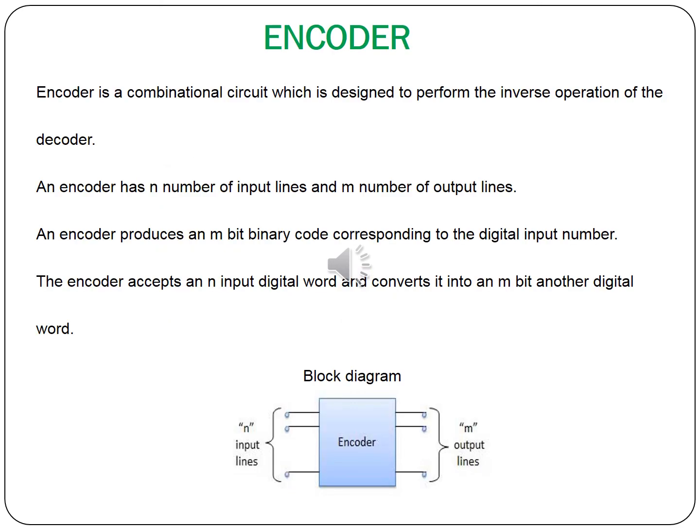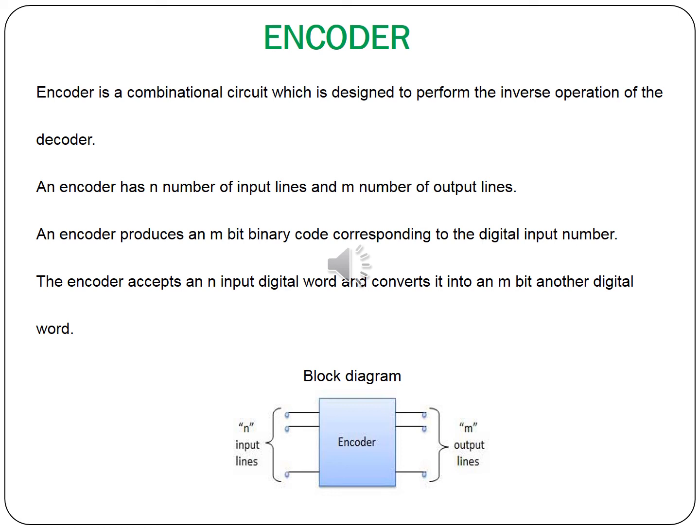Encoder is a combinational circuit. All the circuits we have studied previously are combinational logic circuits, and the encoder is also a combinational logic circuit. It is a special type of logic circuit designed to perform the inverse operation of a decoder. An encoder has n input lines and m output lines. It produces an m bit binary code corresponding to the digital input number.